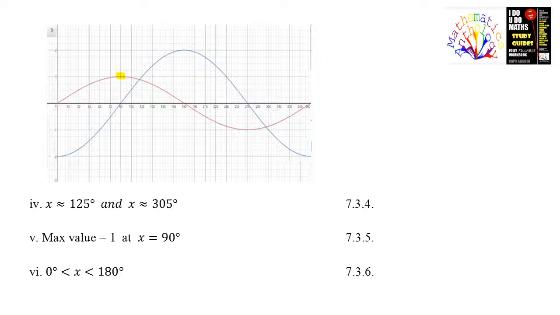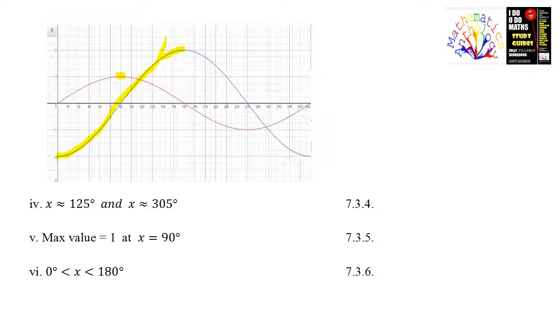Then the next one, for what values of x is g of x increasing? So if we look here, the g of x graph goes up from 0 all the way up here, which means it's increasing up to this point here. But after this point, we can see that the graph decreases.